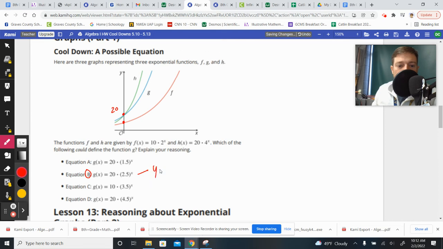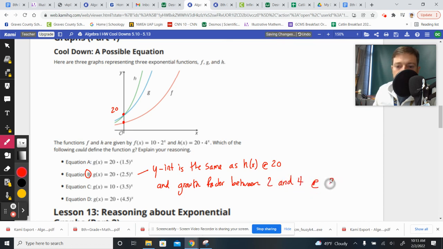my y-intercept is the same as h of x at 20, and growth factor between 2 and 4, at 2.5. Those are the reasons why I'm picking that one.